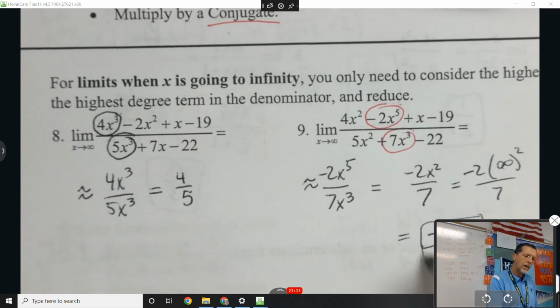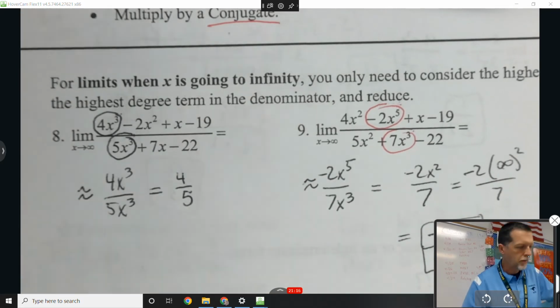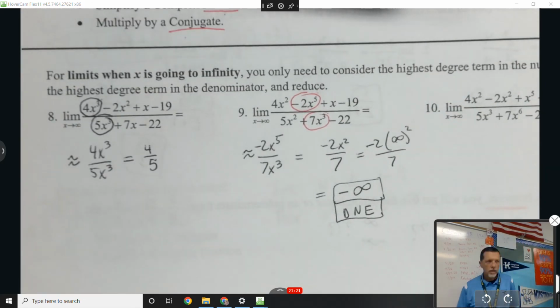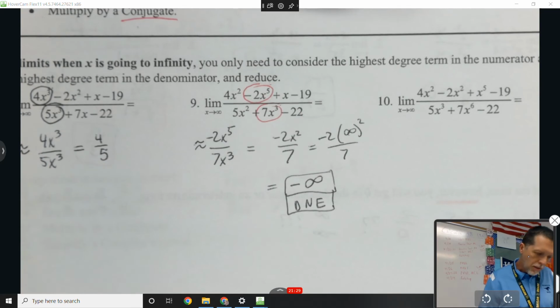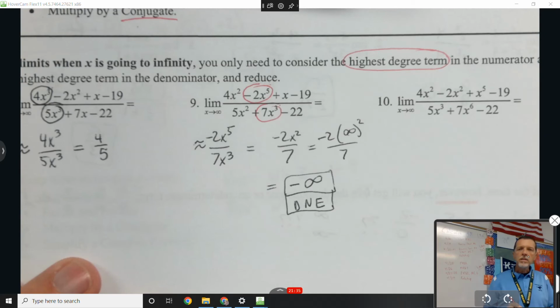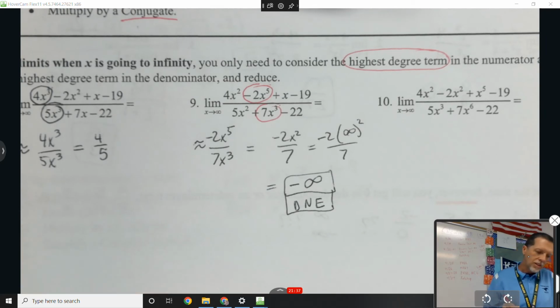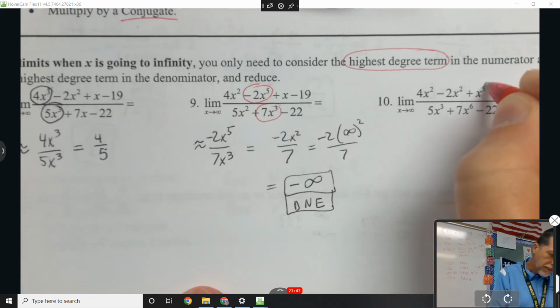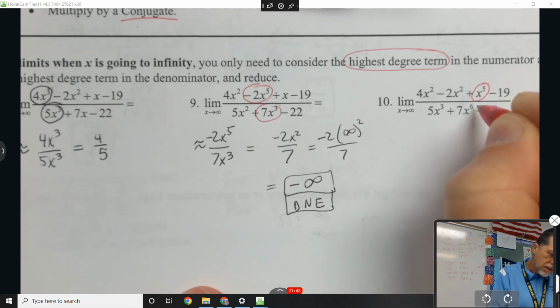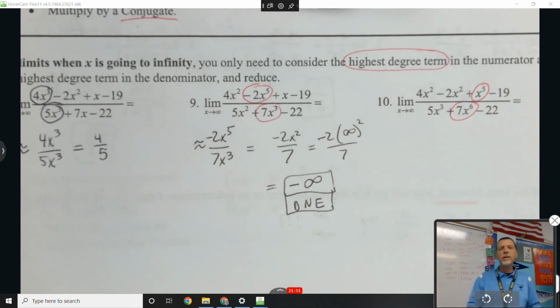And negative infinity means D and E, right? We want to keep remembering it's both of those things. So look at the biggest terms and then think about what's going on. So on number 10, biggest term. And when I say biggest term, we really mean highest degree term. So what's the highest degree term in the top of number 10? x to the 5th. And in the bottom, 7x to the 6th. Again, we're looking at the degree. I don't care about the coefficients, just the degree.